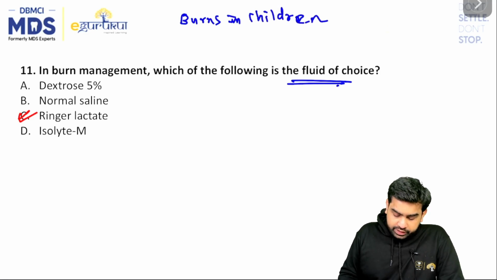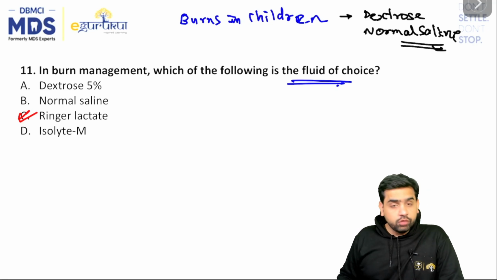If they ask you the fluid of choice for burns in children, okay, so if we're dealing with children, what is the fluid of choice? This is dextrose normal saline. So we have dextrose normal saline. That is the fluid of choice for burns in children.